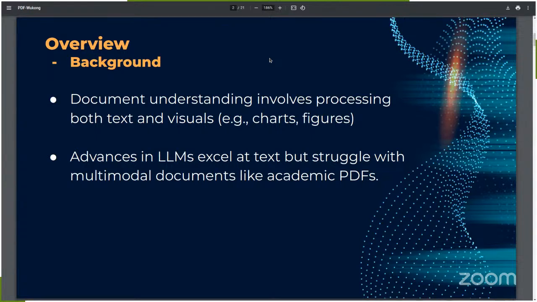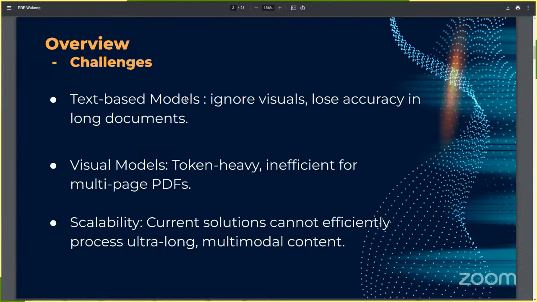Document understanding has been a crucial task, especially for processing complex PDFs with interleaved content. Advanced language models have brought significant improvements for text-based content. All right. Let's proceed with the flow.